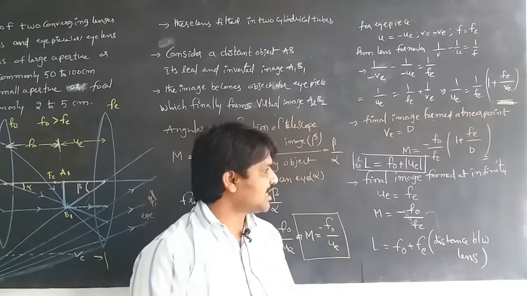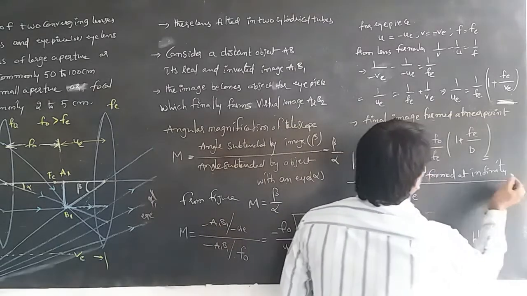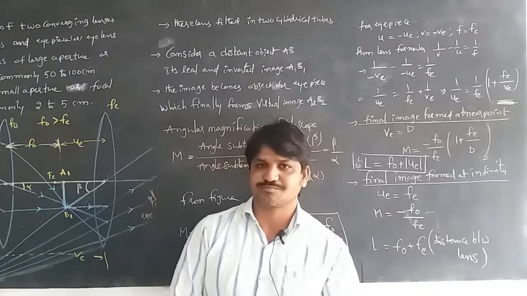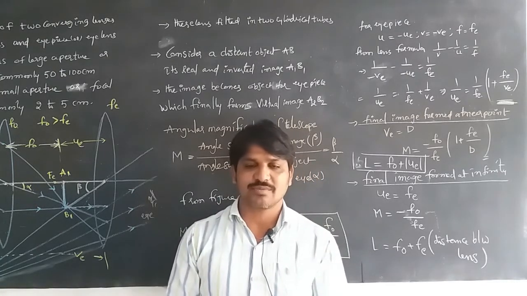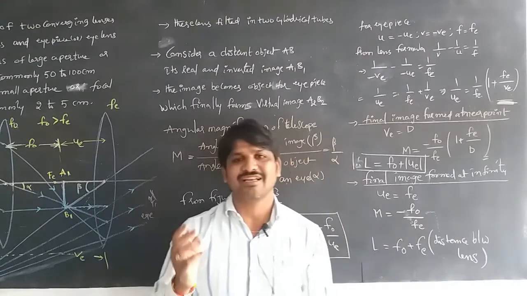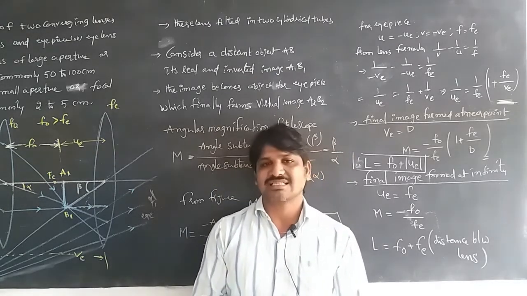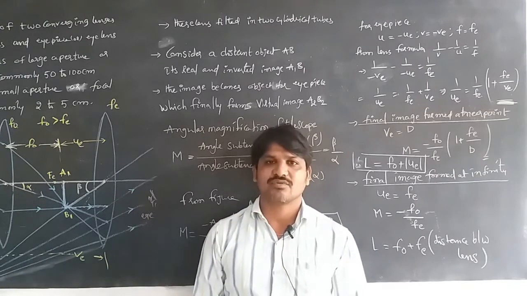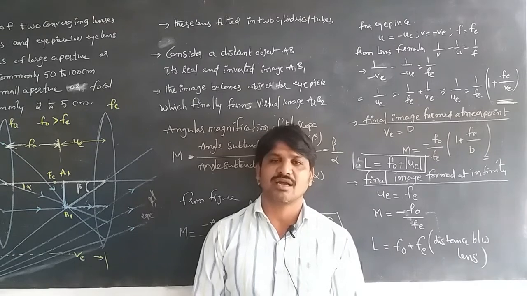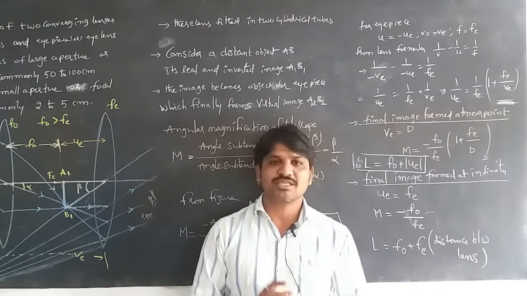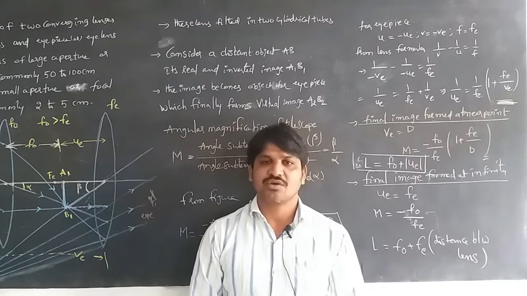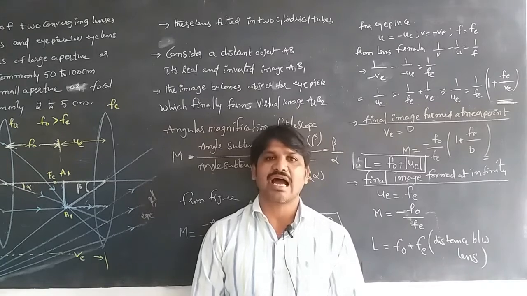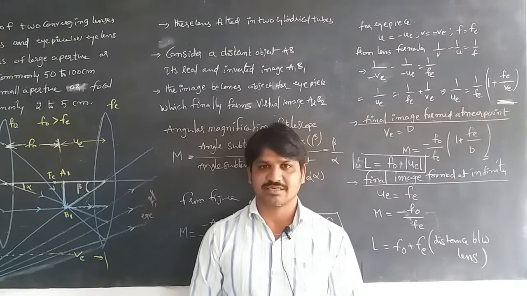This is about the image formation at infinity and at a near point using the astronomical telescope. Once again, the astronomical telescope is an instrument which is used to see heavenly objects like the moon, stars and planets. It consists of two lenses, the objective lens and the eye lens, called the eyepiece. The objective lens has a larger focal length or aperture, about 50 to 100 centimeters, and the eyepiece has 2 to 5 centimeters.